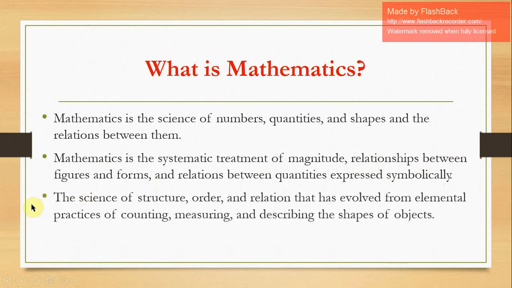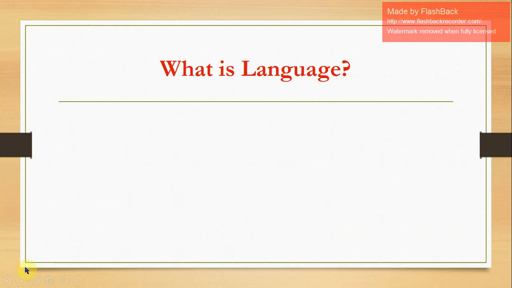Next definition. Mathematics is the science of structure, order, and relation that has evolved from elemental practices of counting, measuring, and describing the shape of objects. So, mathematics is not just counting, measuring, and describing, but the science of structure, order, and relation. Hindi lang siya counting, simple measuring, and simple describing. That is a science.